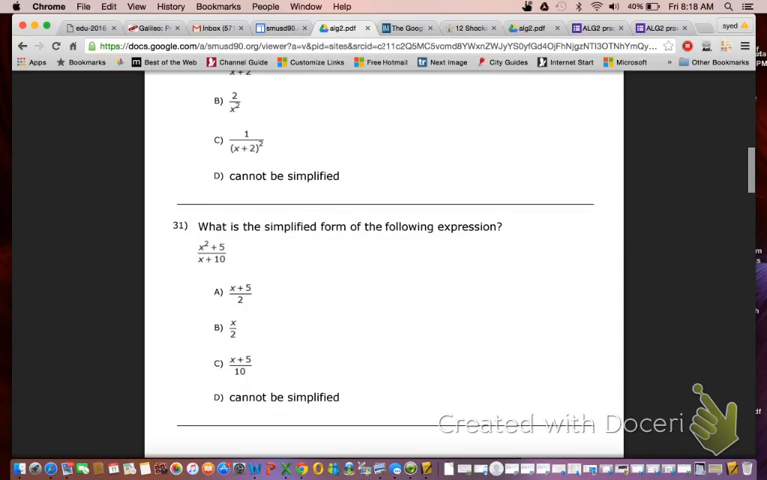Okay, again, there's nothing you could do here. You cannot simplify this anymore. You cannot factor it, so it's just that one. Not too bad.